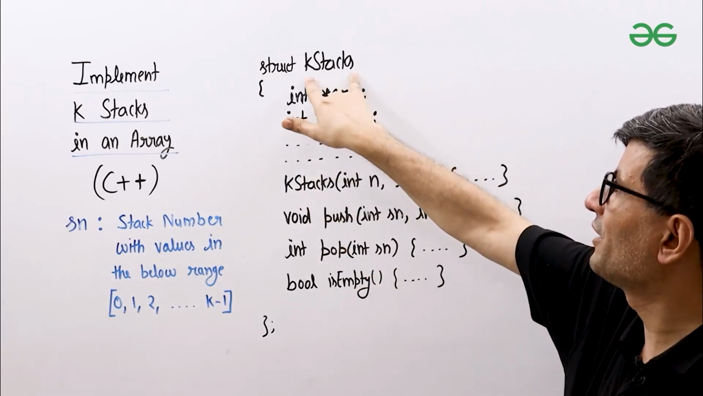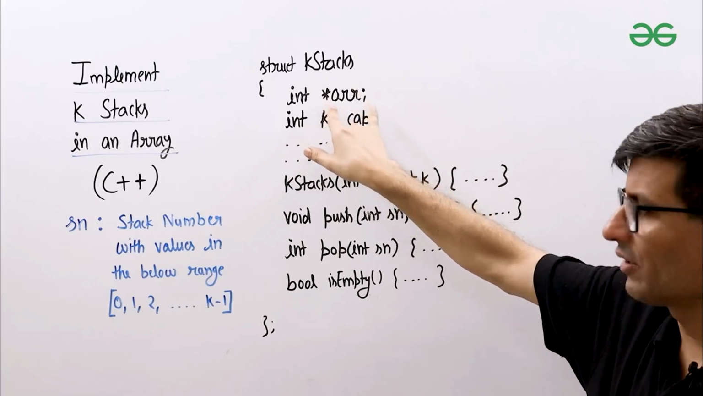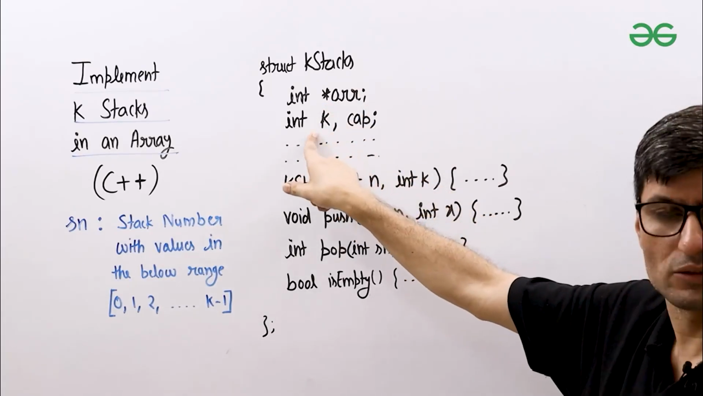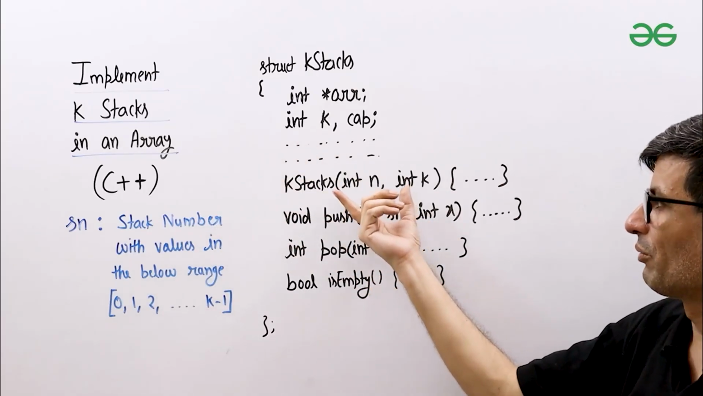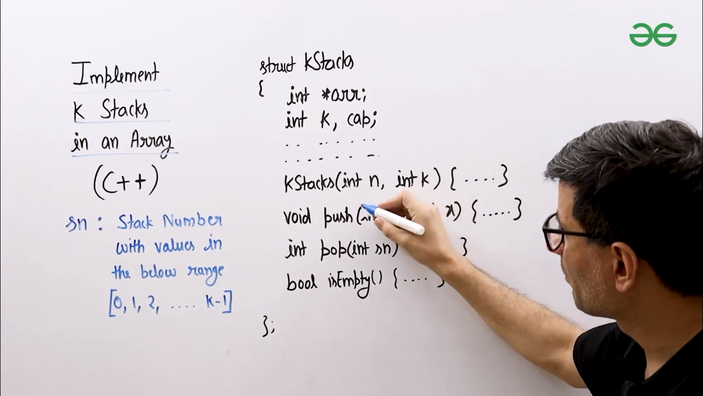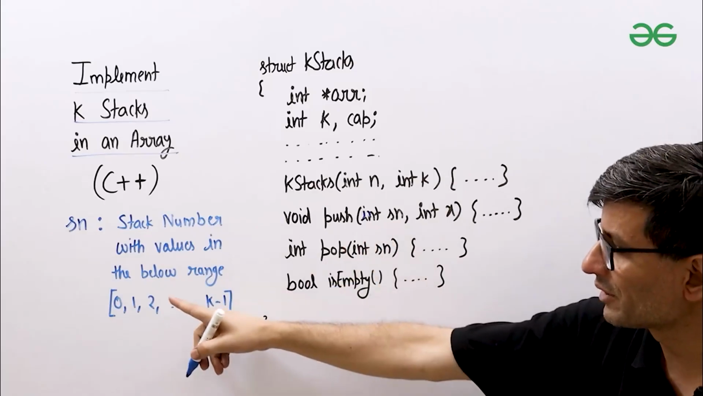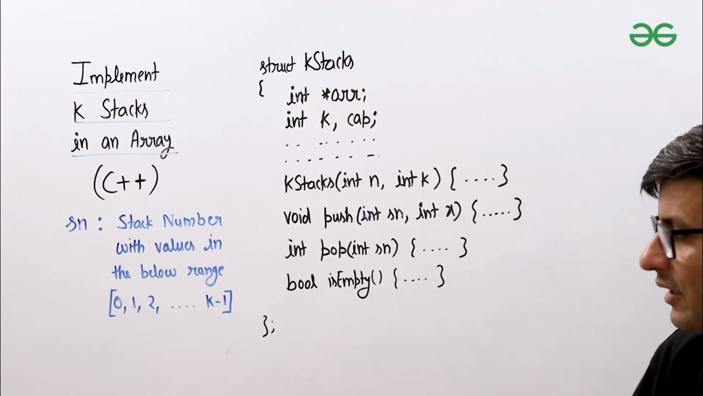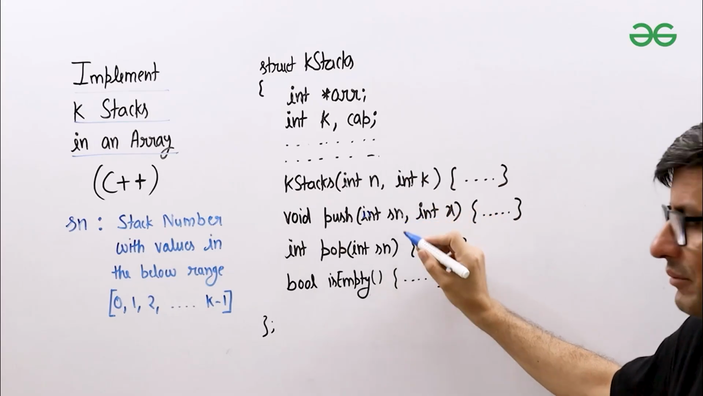So we need to design a data structure, k stacks, that will use an array of given capacity. Capacity is provided as a parameter and k is the number of stacks that you want to implement inside the array. And you would want to have a constructor and functions like push, which will take stack number as an argument. Stack number is going to be any value from 0 to k minus 1. You can rather call it stack index, right? And a value x to be inserted in this particular stack number.